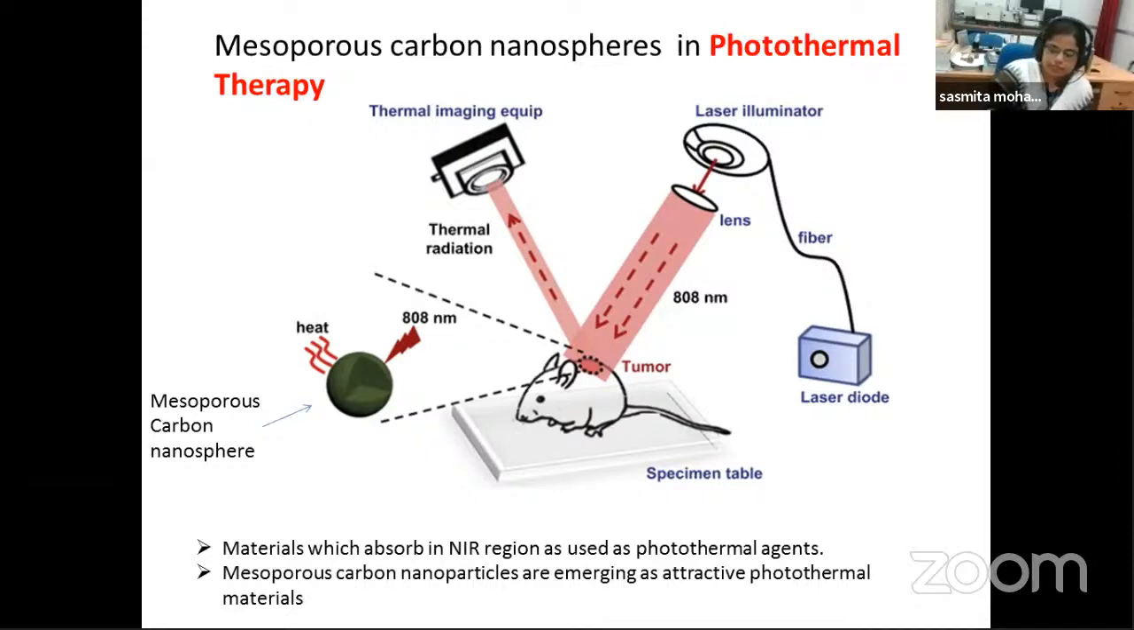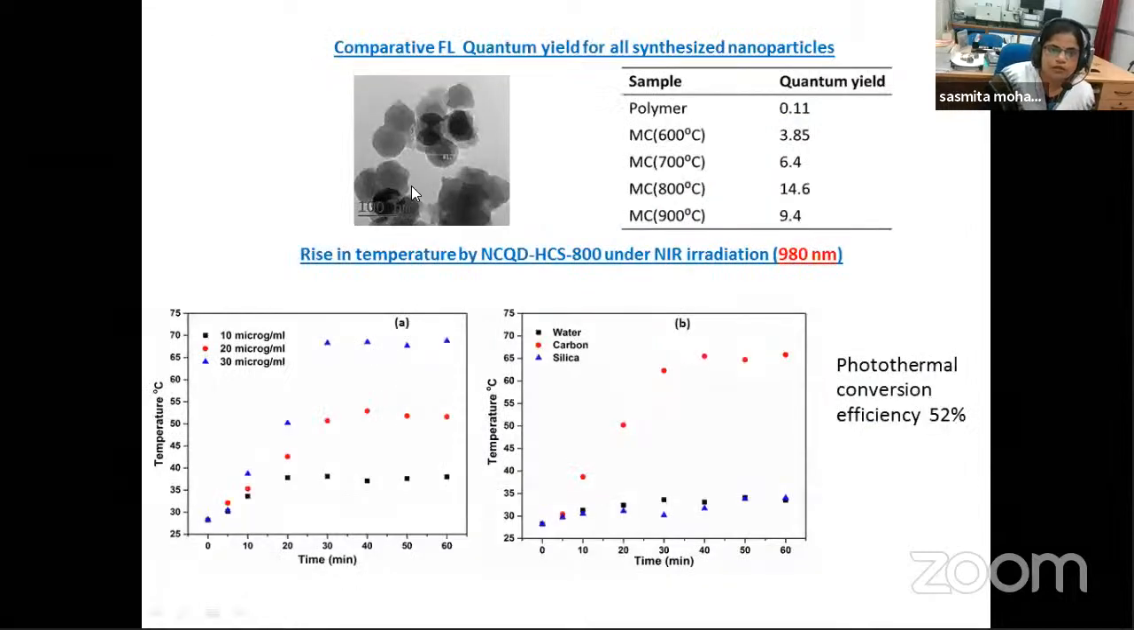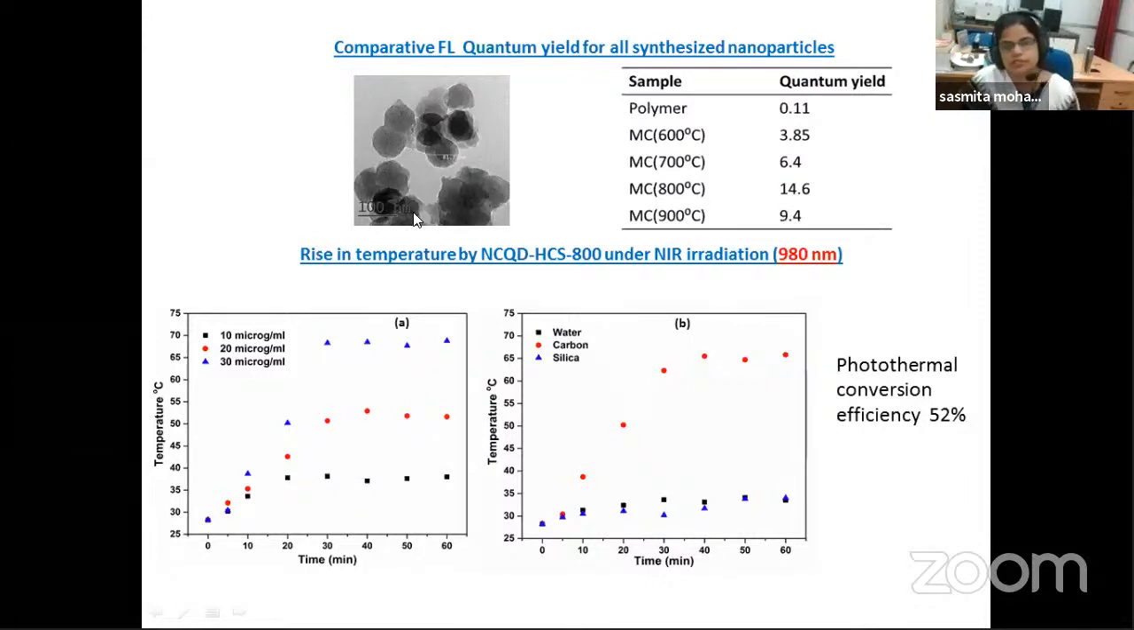So in the intersection region, normally carbon absorbs in the visible region, but in the intersection region it can absorb in the NIR region, which is exclusively responsible for the temperature generation. I'm showing these carbon particles we have developed in our lab; it is a long synthesis process.